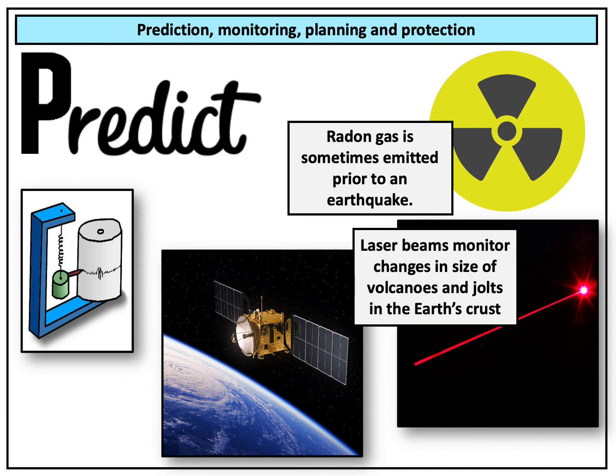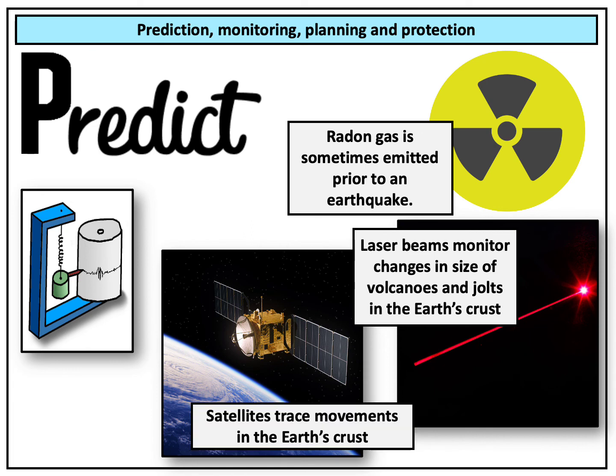Another one is that laser beams monitor changes in the size of volcanoes and jolts in the Earth's crust. So if you think of the desert in California, that is a very large area that would be very costly to sit and monitor. So what scientists have done is they have used laser beams along the San Andreas fault, or along bits of the fault, and it's a bit like a spy movie: once those laser beams are broken, they know that the Earth's crust has moved, and that can help them to predict if a bigger earthquake is about to happen.